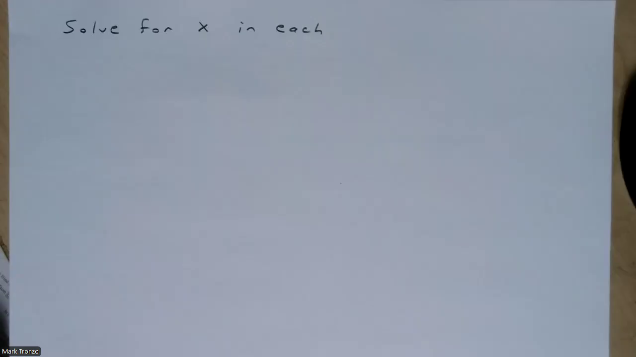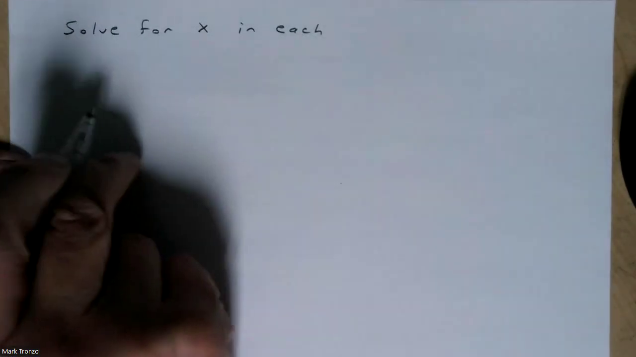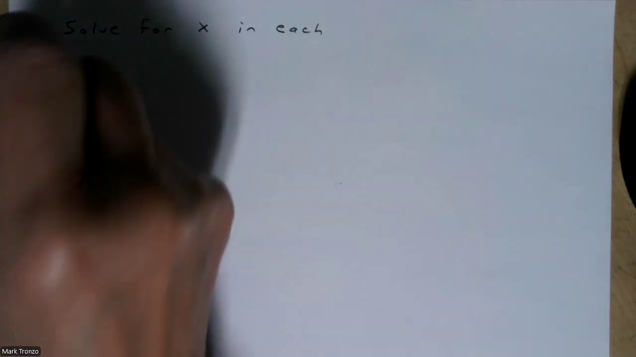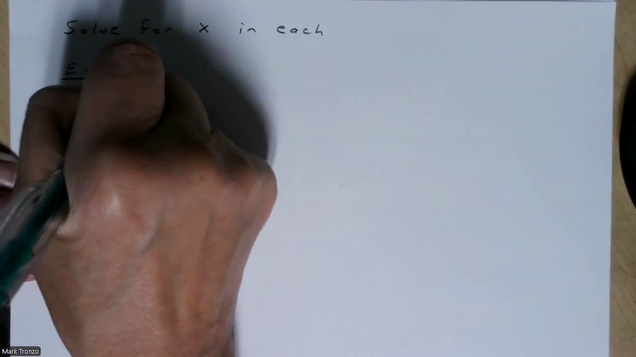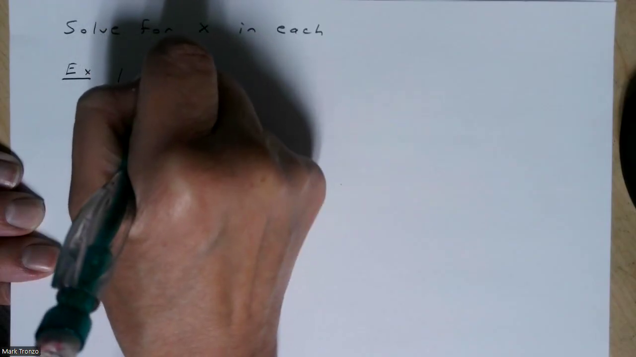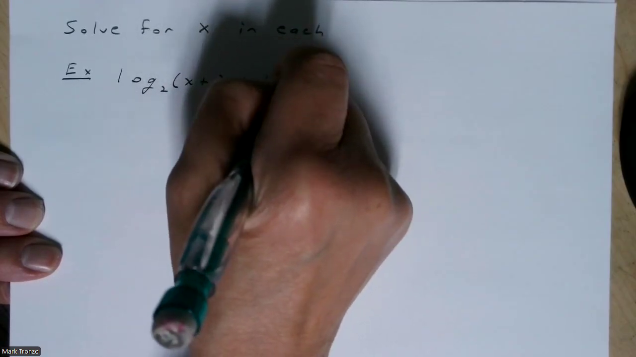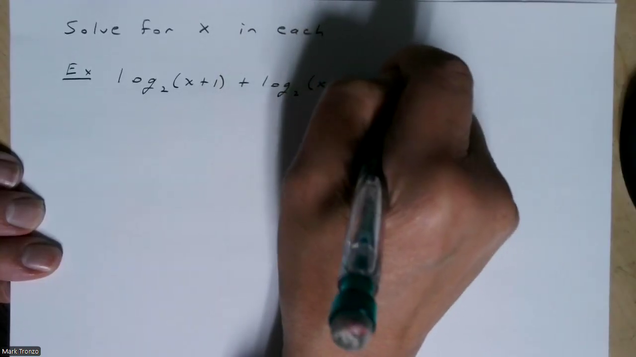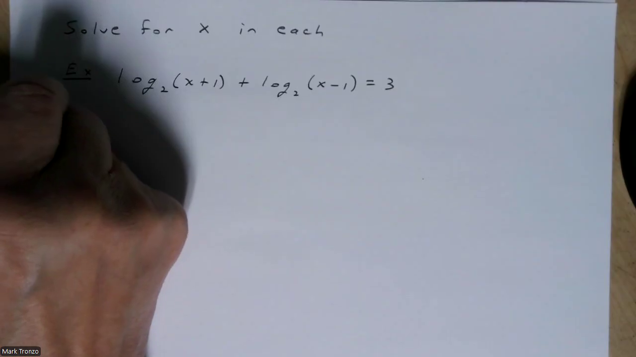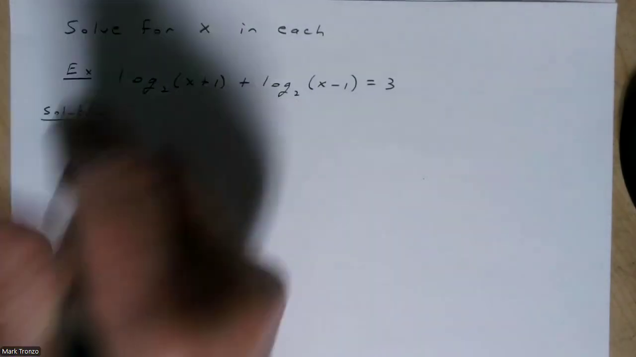Now we're going to look at a little bit different type of log problem. In this case, we want to solve for x in each of the following. So let's take these examples here. Suppose we have log base 2 of x plus 1 plus log base 2 of x minus 1 equals 3. And we want to solve for x. First thing we're going to have to do is write this as a product.